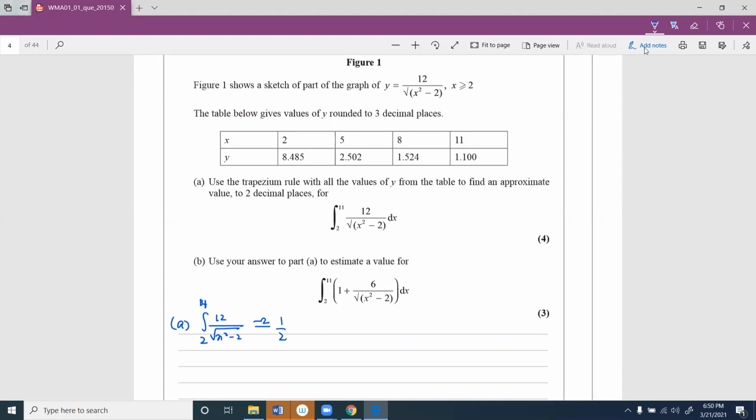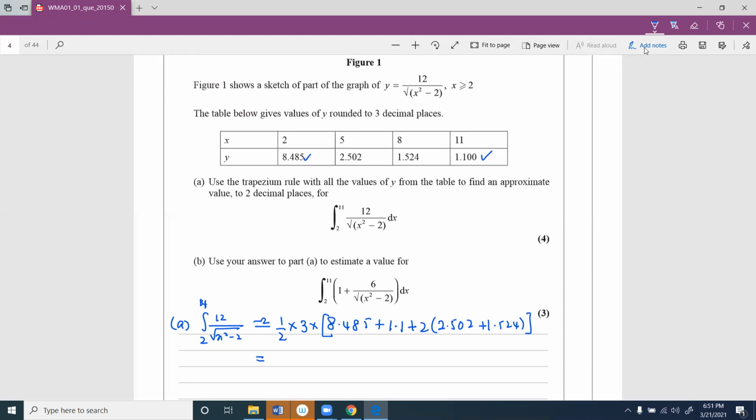You can write half the width of a strip. The width of a strip would be the gap between the x coordinates. Remember to always consider the gap between any of these coordinates, because we make the gaps equal to get similarity between them. So you can use any of them. 5 minus 2 is 3, or you can write 8 minus 5, it doesn't matter. Times the first y coordinate, 8.485, plus the last y coordinate, 1.1, plus 2 times the intermediate coordinates, 2.502 plus 1.524. Then you get 3 over 2, which is 1.5.